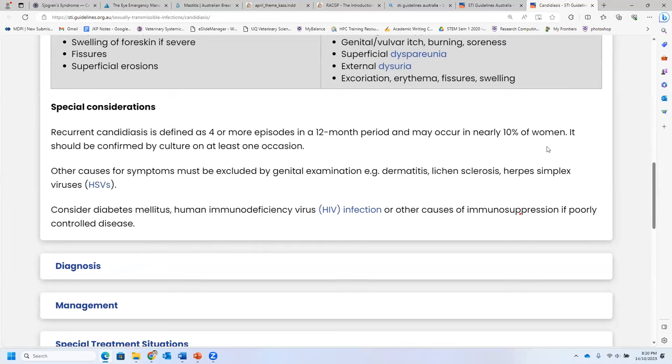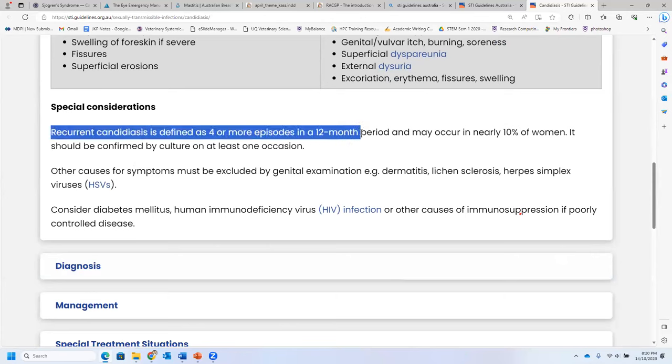One of the doctors was asking me, what is a recurrent infection? It's defined as four or more episodes in a 12-month period. So four or more episodes in a year is defined as recurrent. Sorry, I was wrong about that.